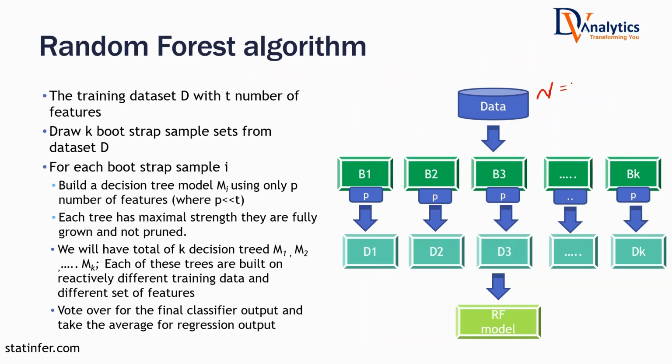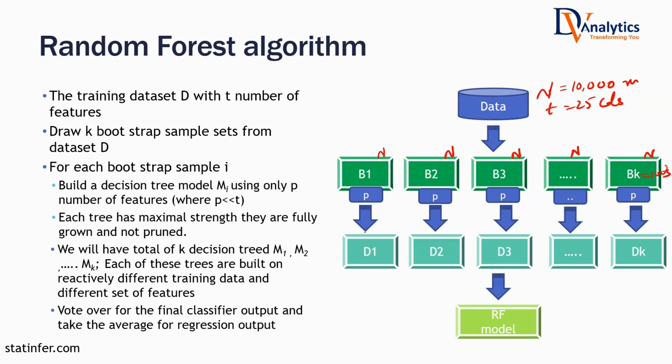Imagine you have a data set of n rows and T columns. Make K bootstrap samples or K bags: bag 1, bag 2, bag 3, and so on, up to bag K. K is usually a large number, hundreds of bags. Inside each bag, how many records are there? The number of records is the same as the data set size. On each bag, you build a decision tree model.